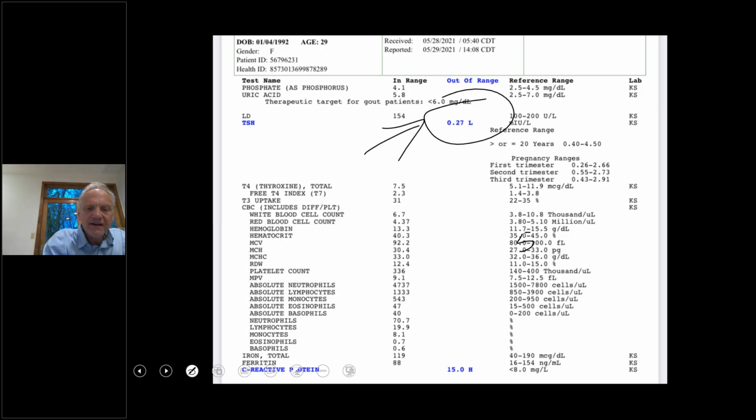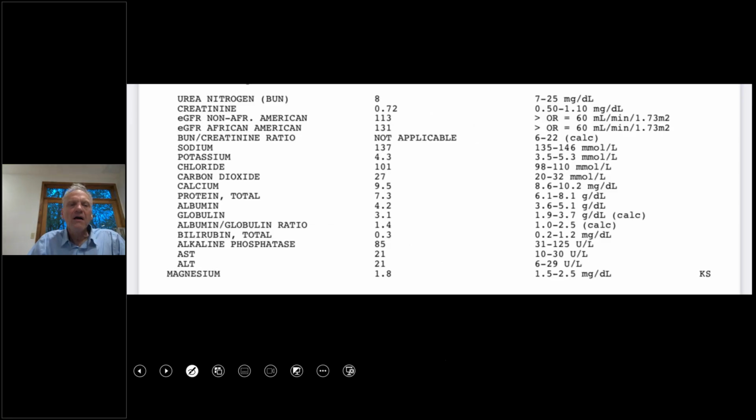Now, look at this one right here. So platelet count is above 250, neutrophils at 70, so that's it. The C-reactive protein is elevated, TSH is low. That's a bacterial infection for sure. Just an absolute. All right.